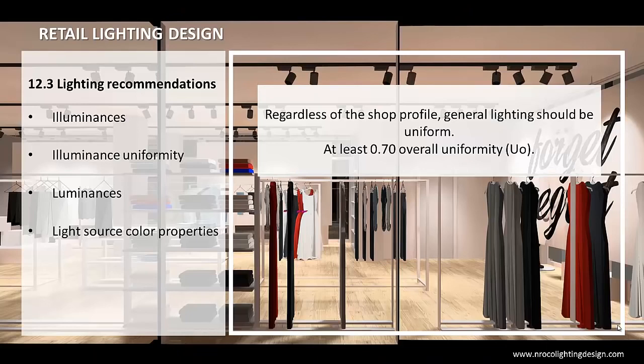Chapter 12.3.2 Illuminance Uniformity. Regardless of the shop profile, general lighting should be uniform. An illuminance uniformity, which is minimum over average, of at least 0.7 should be achieved by the general lighting alone. Where accent and display lighting is used, the overall illuminance uniformity is, by design, very low.